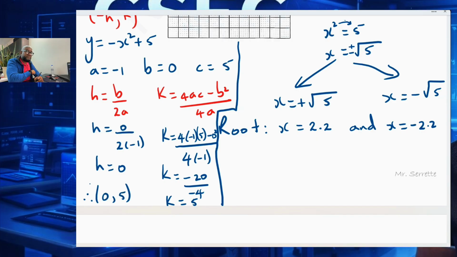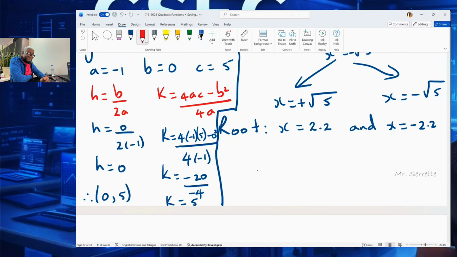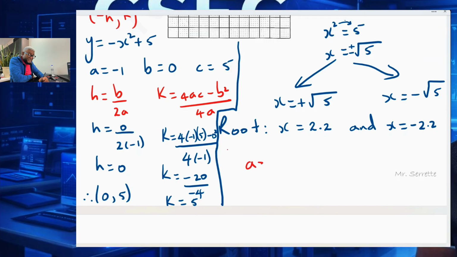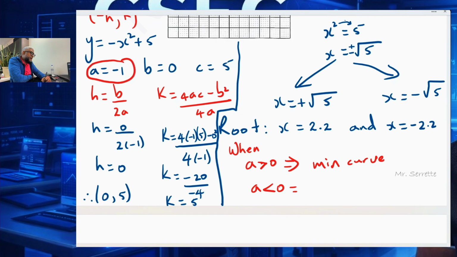Is this a maximum or a minimum point, guys? So when A is greater than 0, this implies a minimum curve, right? And when A is less than 0, meaning it's negative, which is here, A is negative, so this will be a max curve. You saw that? Yeah, taking our time though.